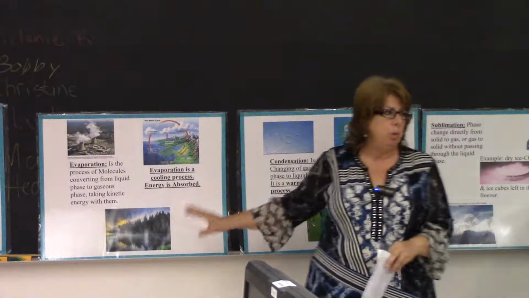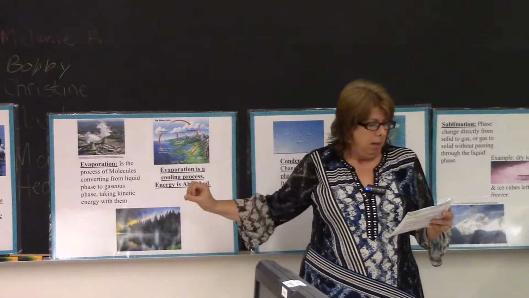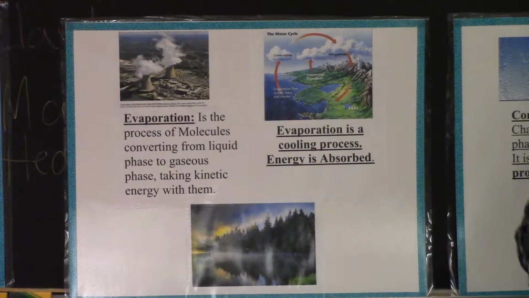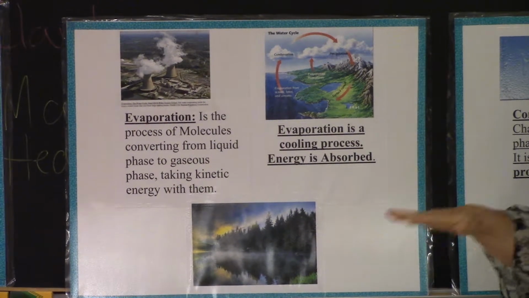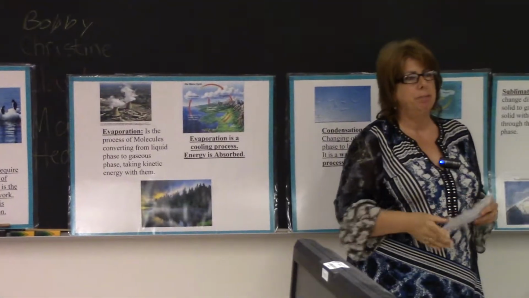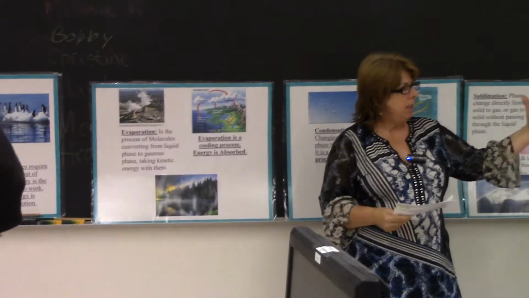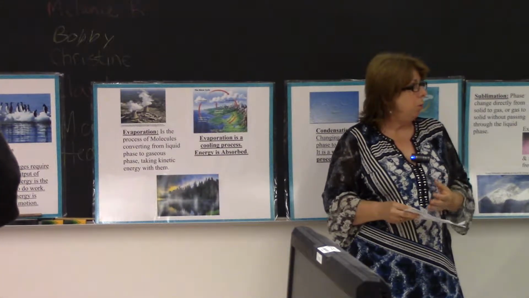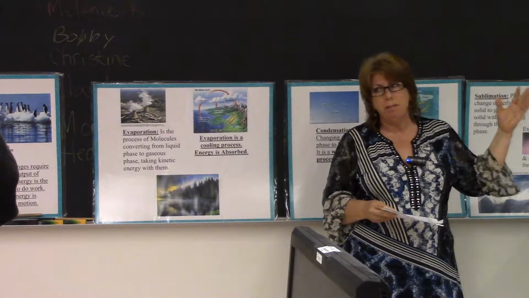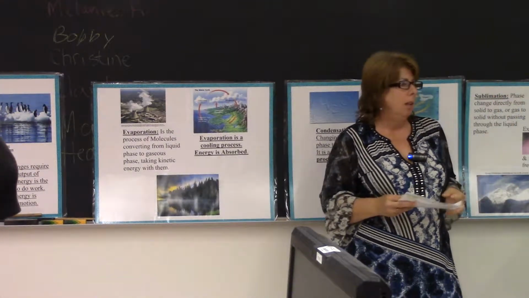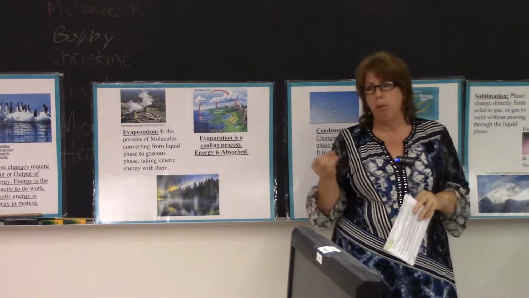Evaporation is a cooling process. In this process, energy is absorbed into the atmosphere. We're going to relate it to a water cycle. In evaporation, bodies of water such as rivers, oceans, lakes, the sun is our heating element. It'll heat up the bodies of water, and the water will escape as a water vapor or into the gaseous state, into the atmosphere. We also have evaporation as boiling.